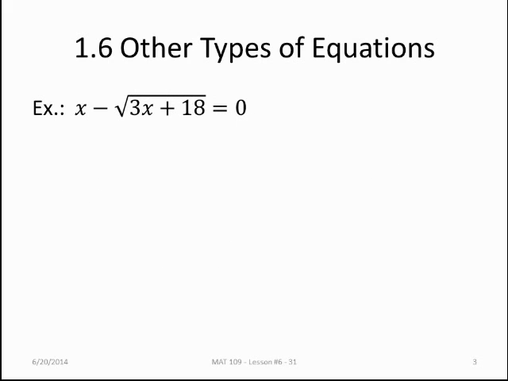Let's look at an example. Here's an example that has only one radical in it. In order to solve this equation, what I need to do is isolate that radical. In order to isolate the radical, I have to get it by itself. The easiest way to do that is to add the radical to both sides of the equation. If I add the square root of 3x plus 18 to both sides of the equation, then I will get x equals this. Now I have the radical isolated.